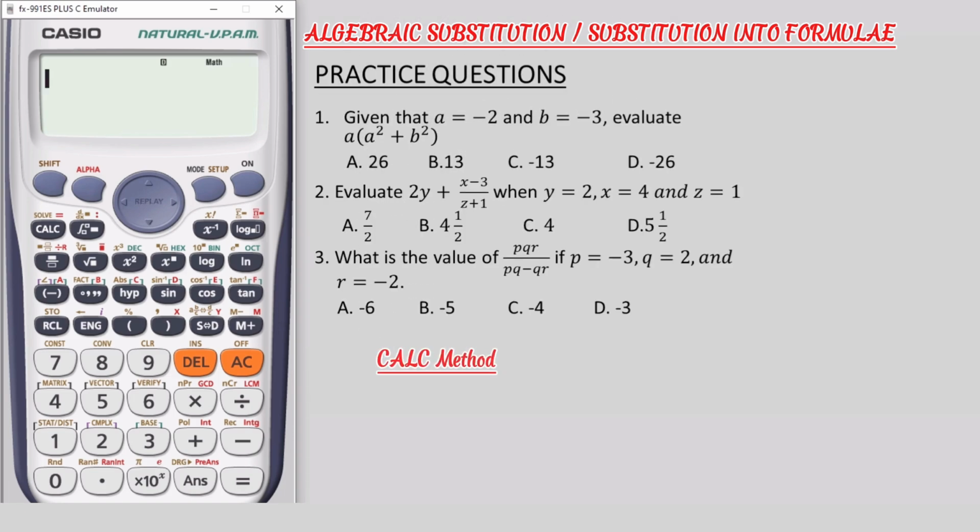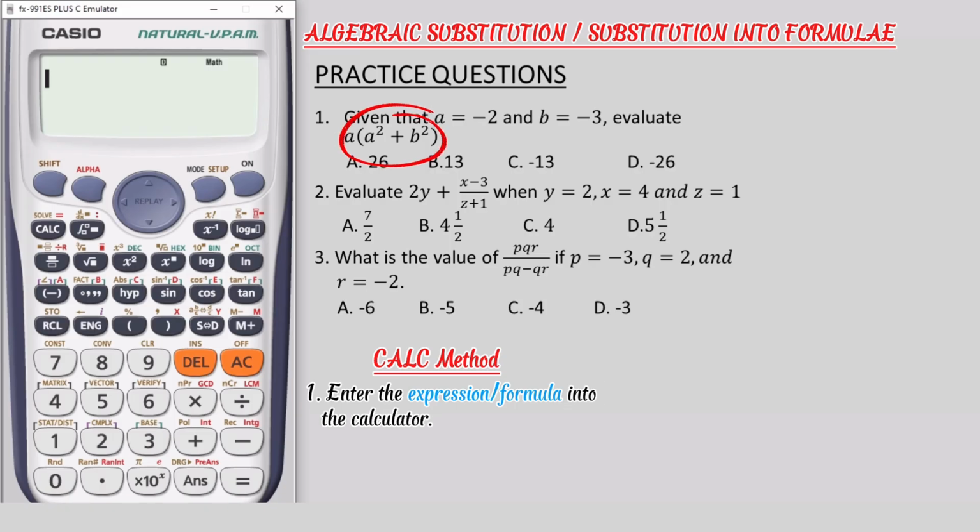Now, let us start with the CALC method. What the CALC method requires us to do in the case of this question is to first enter the expression into the calculator. So we have a times a squared plus b squared, so I enter that into the calculator. Now, to activate all the variables on the calculator, we use the alpha key. So I want to activate a, so I simply tap on alpha and the negative button to activate a.